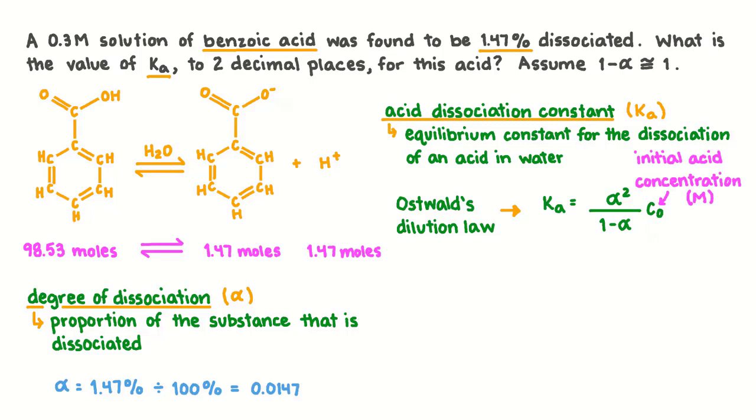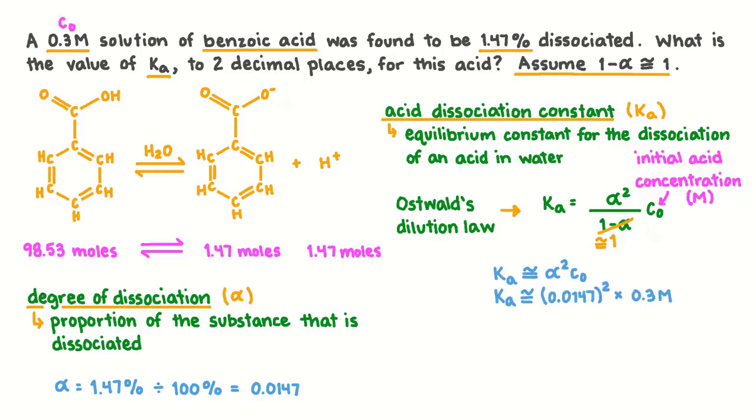In this expression, C0 represents the initial concentration of the acid. The question tells us that the concentration is 0.3 molar. We know the degree of dissociation and the concentration, so we could plug those values into the expression and solve for Ka. But the question tells us to assume that 1 minus alpha is approximately equal to 1. If the denominator of the expression is approximately equal to 1, we can rewrite the expression as Ka is approximately equal to alpha squared times C0.